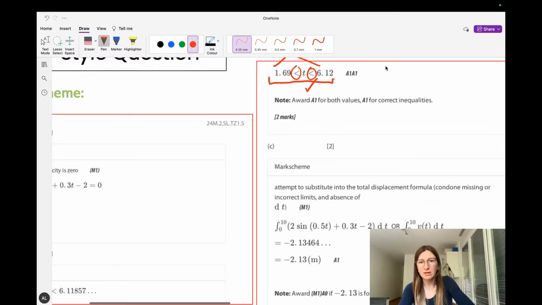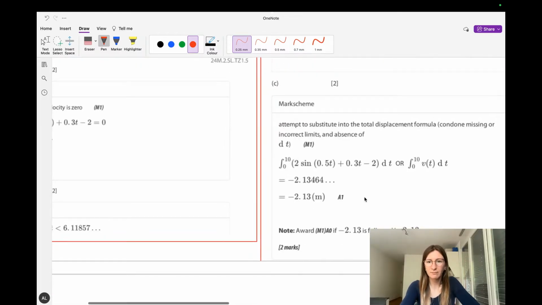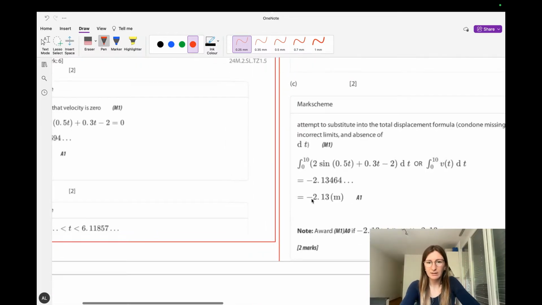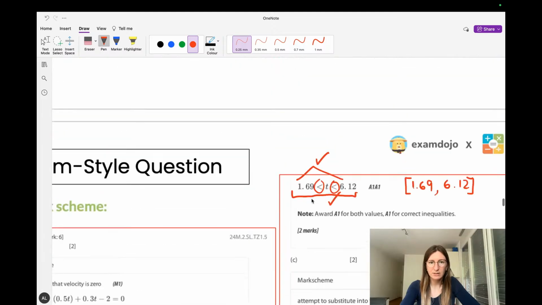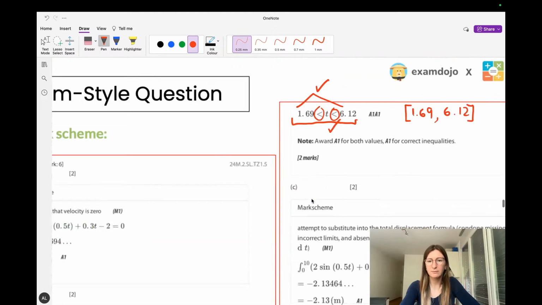You could also use like this, 1.69212. And it did include those values, so we should do square brackets. That's another way we could show our range. And then there is minus 2.13. Did I say minus 2.13? I did. Good.